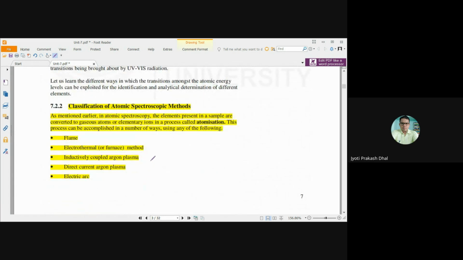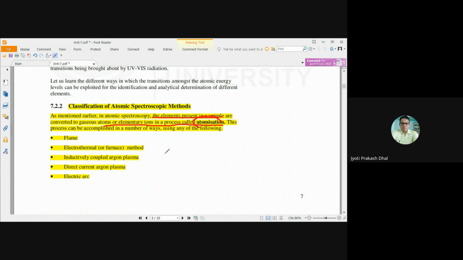Now coming to the classification of different atomic spectroscopic methods. In atomic spectroscopy, the elements present in the sample are converted into gaseous atoms or elementary ions in a process called atomization. So in order to observe atomic spectroscopy, first the elements present in the sample will be converted into isolated gaseous atoms or elementary ions, and this initial process is called atomization.